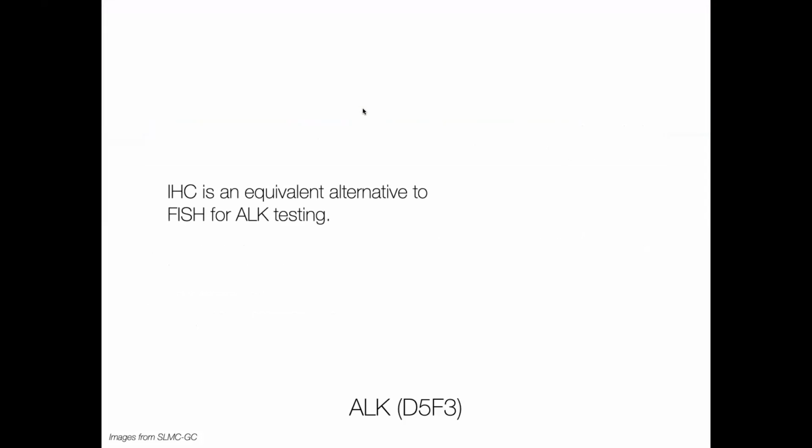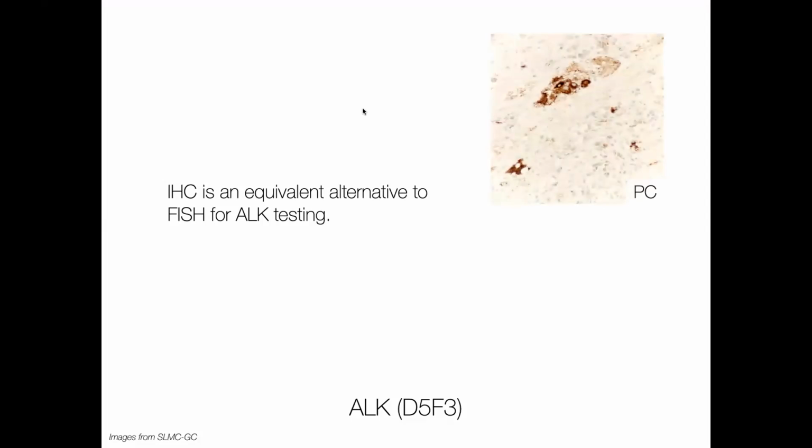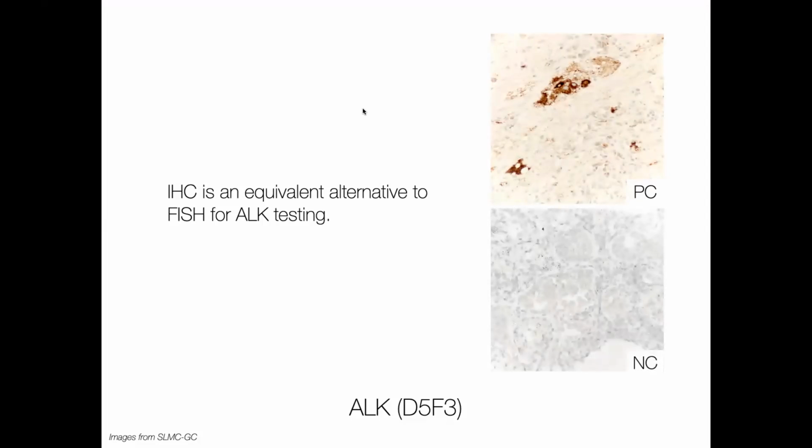We use ALK D5F3 to determine the ALK status, which is a recommended equivalent alternative to FISH for ALK testing. This commercially available clone has shown clinically acceptable sensitivities and specificities, ranging from 95% to 100% when compared with ALK FISH results. And for it to be acceptable, you should see a strong granular cytoplasmic staining in the ganglion cells. The assay also uses a negative control antibody stained specimen slide.